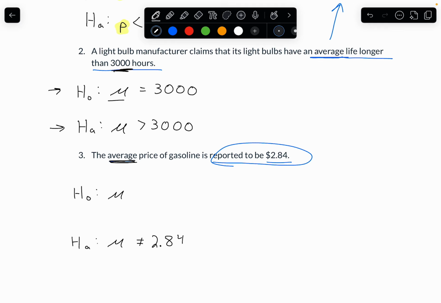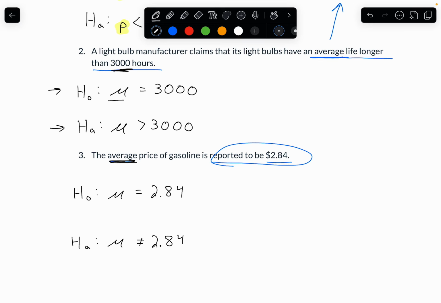$2.84. And you might see some words pop up like, is there a difference, or is this average price different than, or is it not this? Anything that kind of uses that language that doesn't necessarily indicate whether we're talking about specifically more than or less than. And then once we have that, similarly to the other two questions that we've looked at, the null hypothesis then is a statement of equality, is the mean is equal to $2.84.